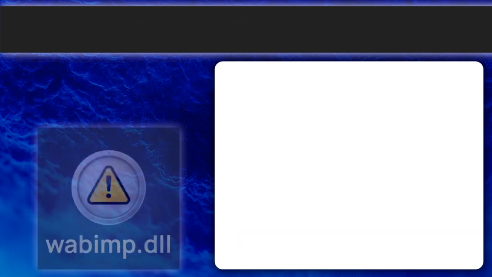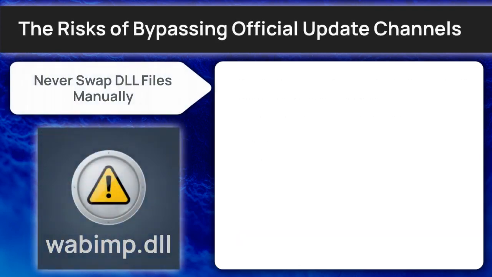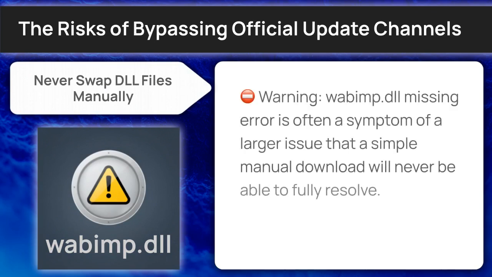To prevent any secondary issues, I recommend a cautious approach to downloading individual system files. From a diagnostic standpoint, a missing Wabimp Library DLL error is often just a symptom of a larger system conflict that a simple manual download is incapable of fully resolving.